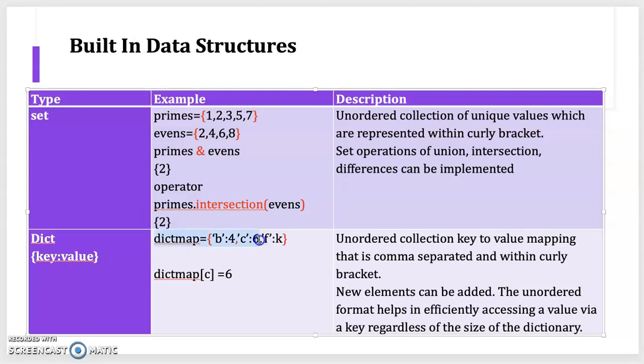Each element has a key and value pair connected with the colon. We separate the elements with the comma. So you will see the first one has the key the letter B, and the value will be 4. Then we have key C, and the value is 6. They are still an unordered collection. They are key to value mapping. We use the comma to separate each element and the curly bracket to contain all the elements.